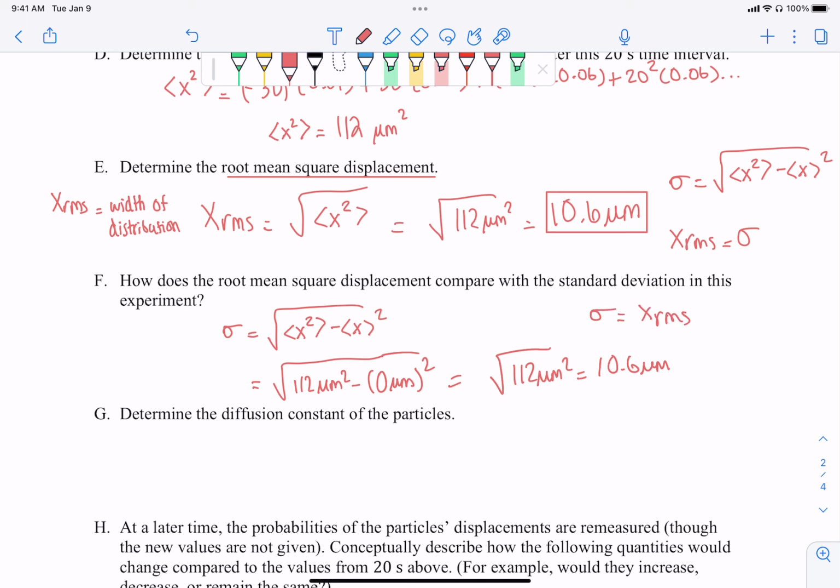So your XRMS is therefore the value that you can refer to for describing the width of a distribution.